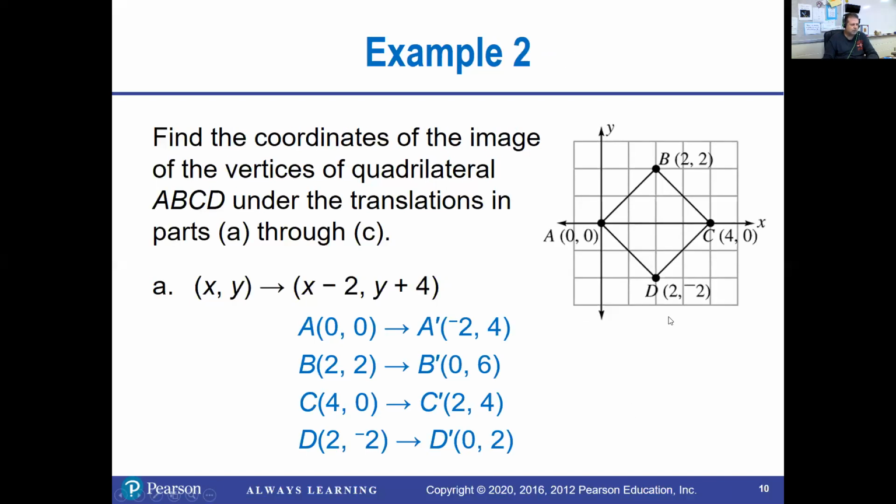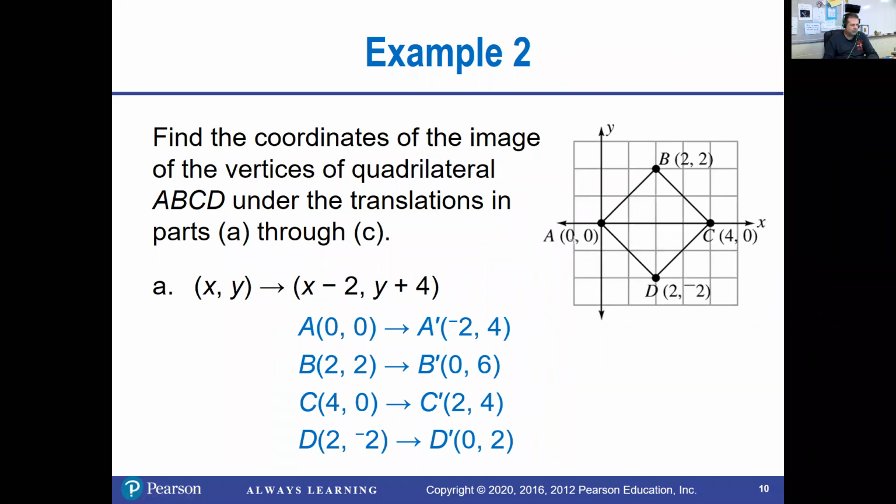Okay, so let's go back to that. Okay, so where would my new shape be? Well, let's look at that. All right, so I would now have from A, which is at negative 2, 4. So I would now have a point up here, negative 2, 4, to B, which would be at 0, 6. It would be up here somewhere.